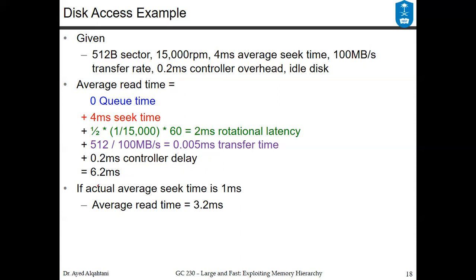Now, if the actual average seek time is reduced from 4 milliseconds to 1 millisecond, and this is quite a reduction, then if you recalculate, you will find that you are reducing the average read time by 50%, from 6.2 milliseconds to 3.2 milliseconds. It's about 50%.